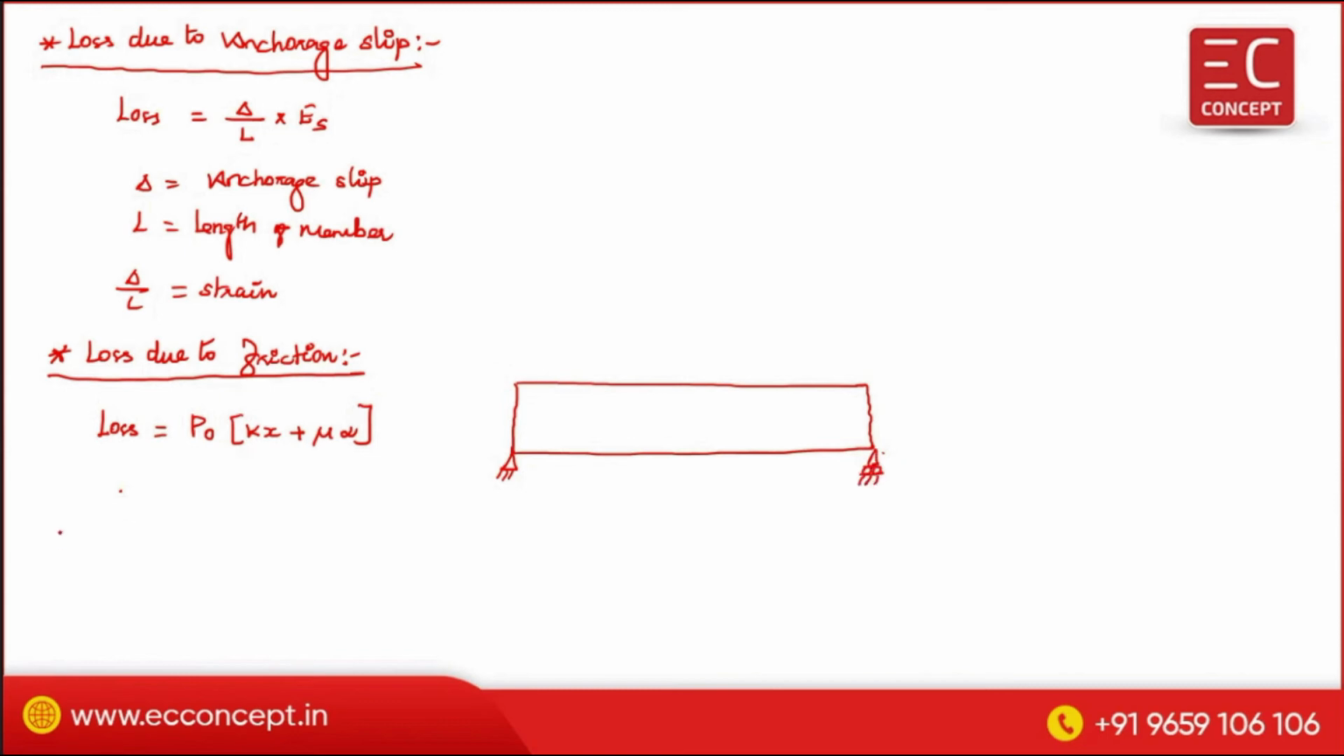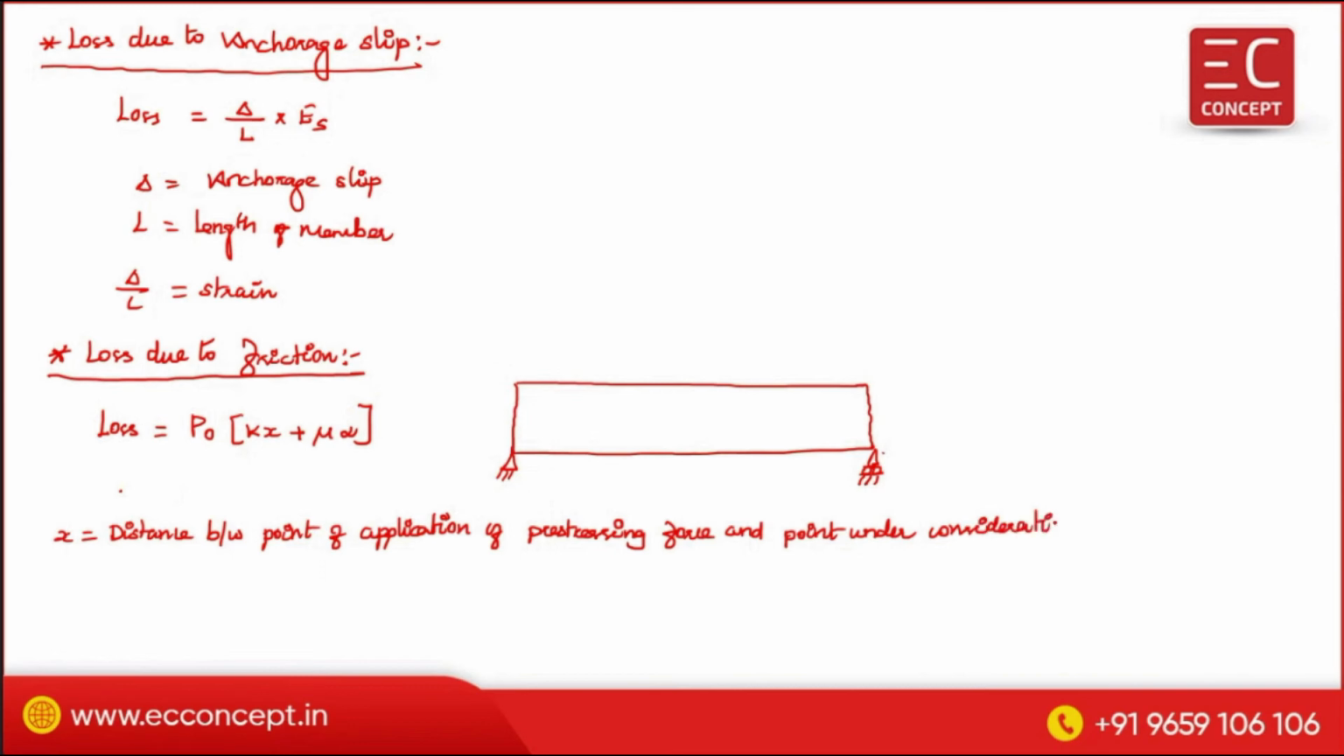Okay, the first one is x. X is equal to the distance between the point of application of pre-stressing force and the point under consideration along the longitudinal length of the member. See, this is the neutral axis.